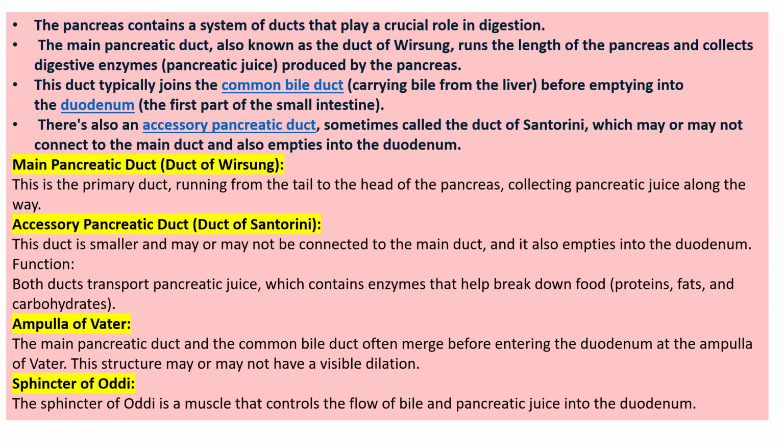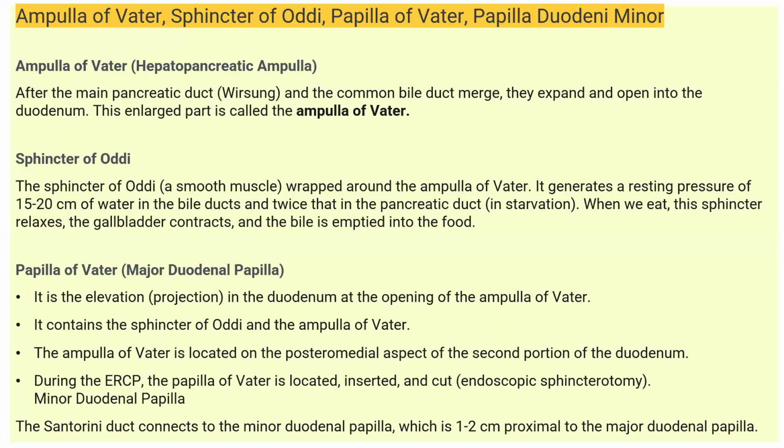The sphincter of Oddi is a muscle, I said, which acts as a valve which helps in the opening and closing of the ampulla of Vater. It controls the flow of bile and pancreatic juice into the duodenum. The ampulla of Vater is also known as the hepatopancreatic ampulla. The sphincter of Oddi is a smooth muscle which is wrapped around the ampulla of Vater.